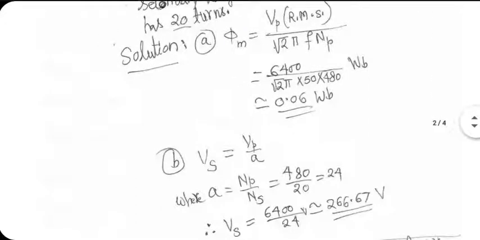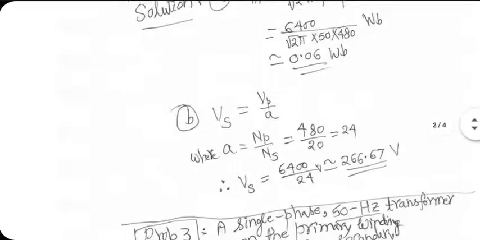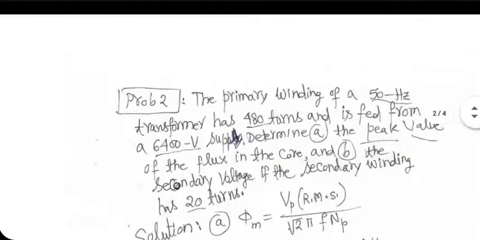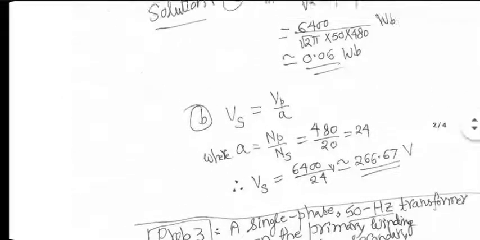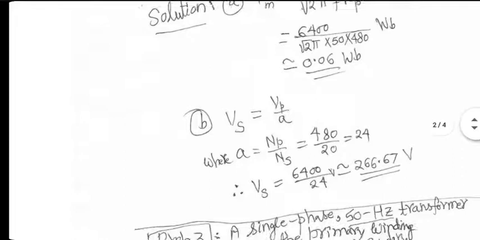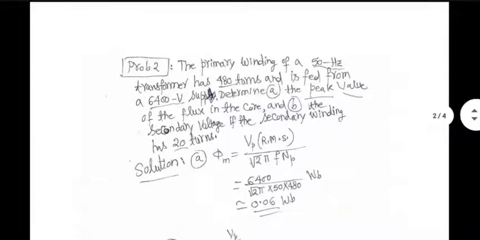Now, the secondary voltage if the secondary winding has 20 turns. Okay, that's very easy. If the secondary winding has 20 turns, A is 480 divided by 20, which is 24. So Vs is very easy. It's Vp divided by A, around 266.67 volts. That is the secondary voltage. So it's not a very difficult problem to tackle.